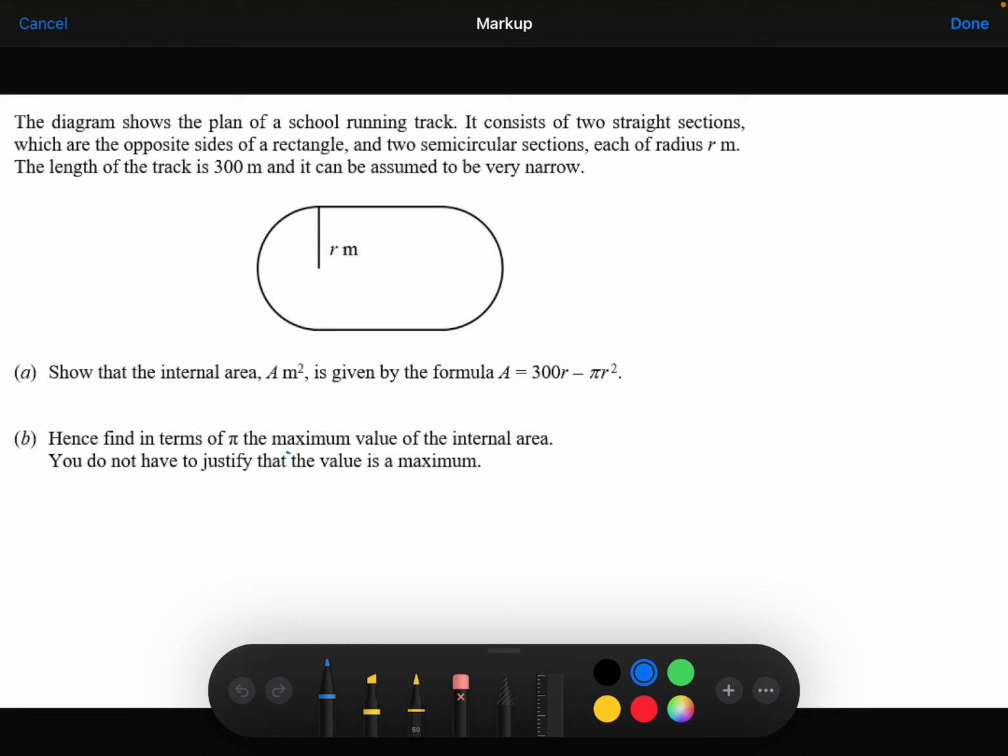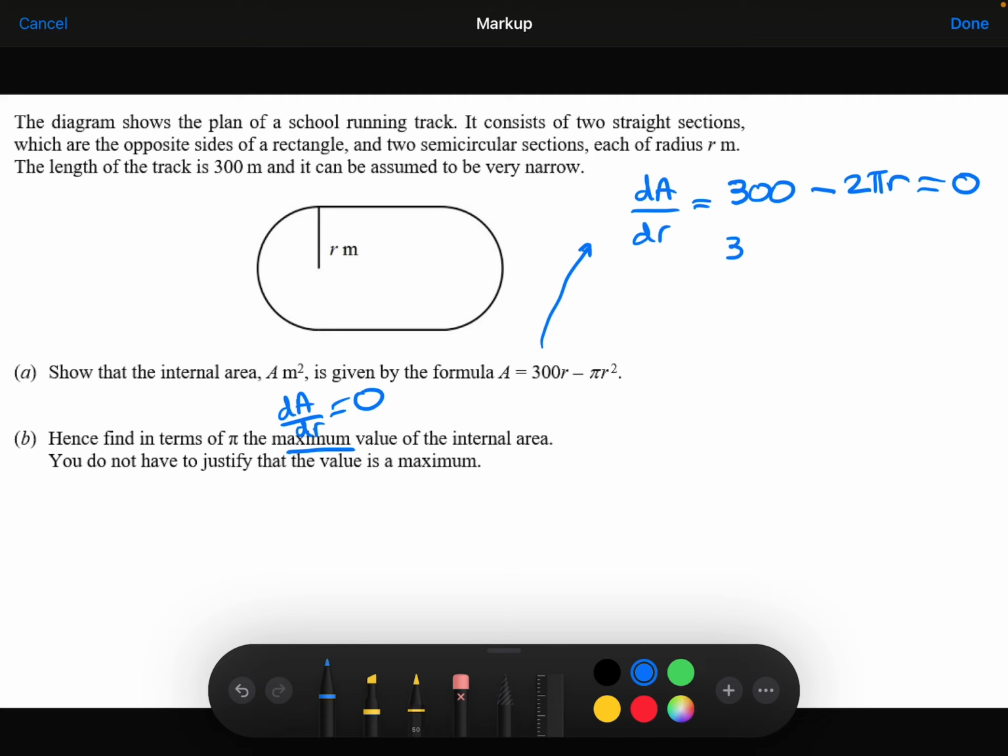Right, I know that the maximum is going to take place when the derivative is equal to 0. So when dA by dr is equal to 0. So I'm going to take this expression for the area and I'm going to differentiate it with respect to the radius. The 300r will differentiate just to be 300. The pi r squared will differentiate to be 2 pi r. And like I said, that is going to equal 0 when we have a maximum.